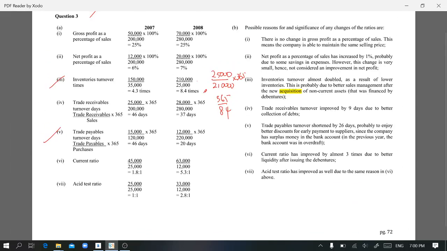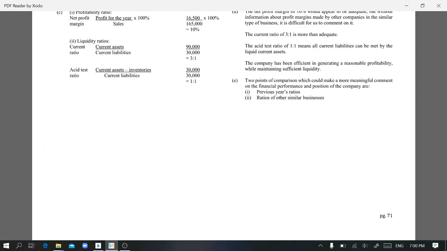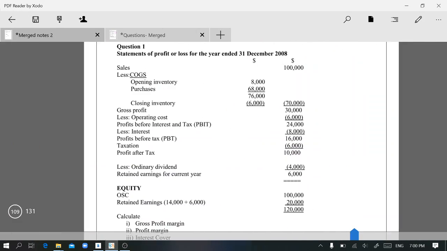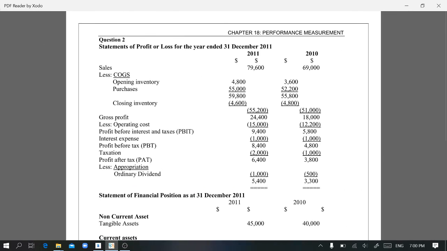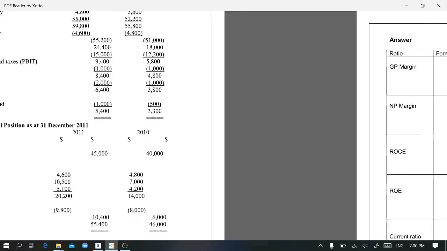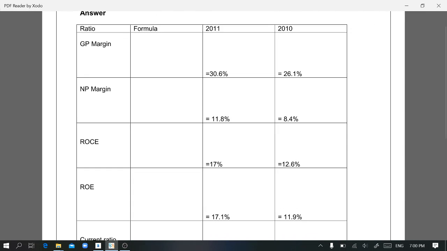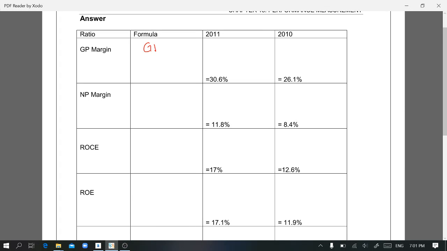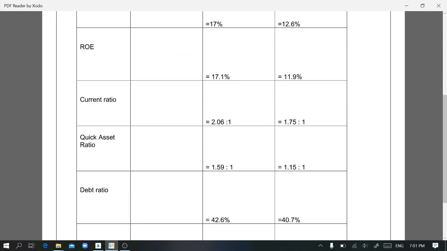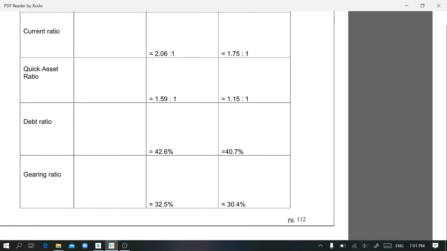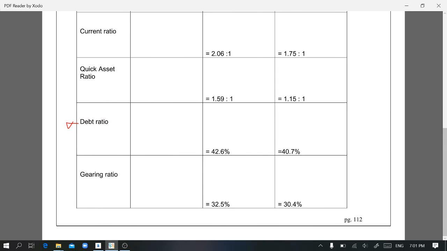Alright, so this one will be your homework, and then in your notes you also have one question here, very similar one. I just copy and paste over, and the answer, this is GP margin, you put in gross profit divide by sales times 100%, and then only you put in, okay, how much is your sales, how much is it here? Okay, answer all provided. You can try. Okay, so this one I didn't discuss, you can skip this one, and that's about it.